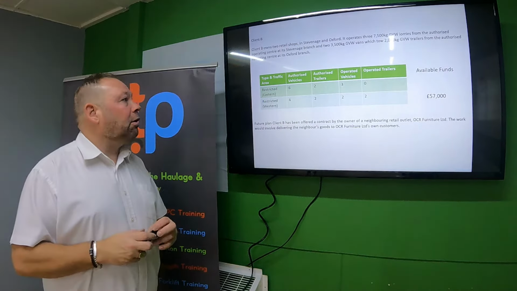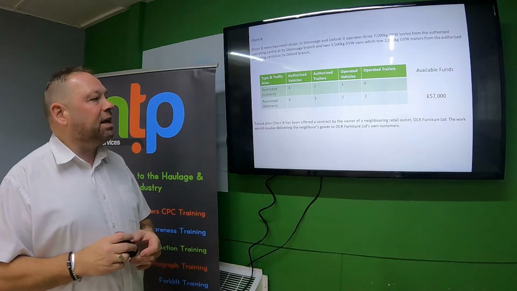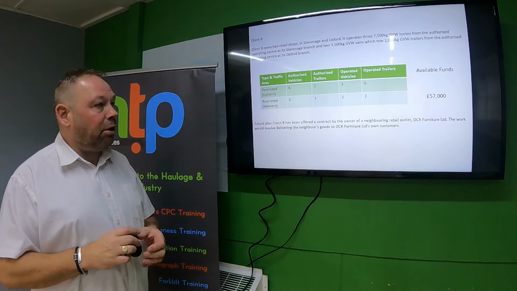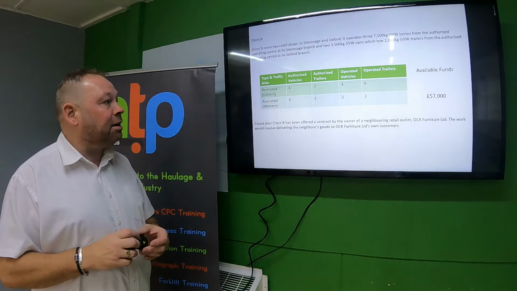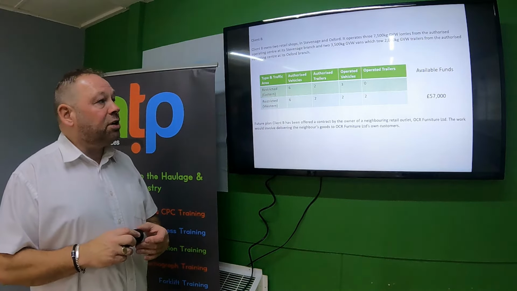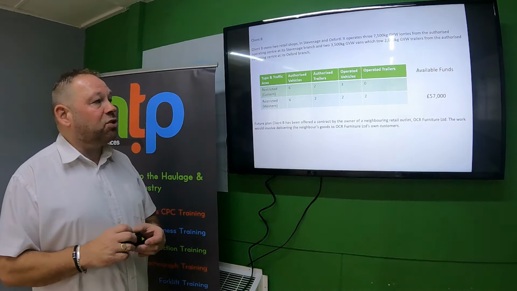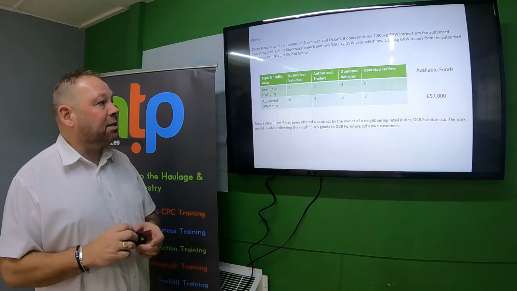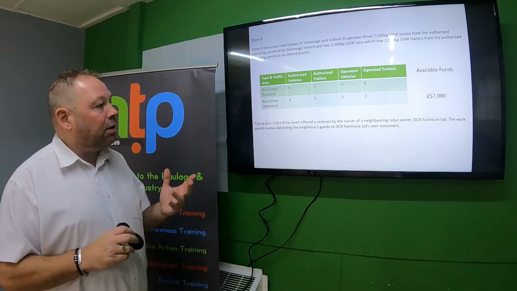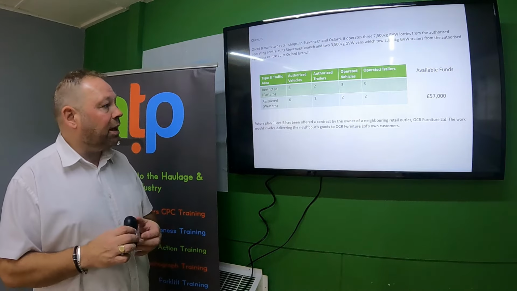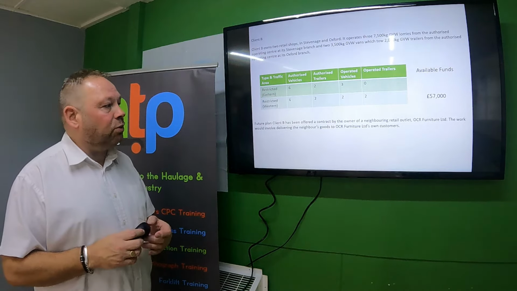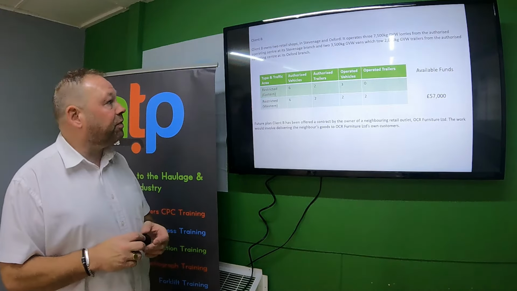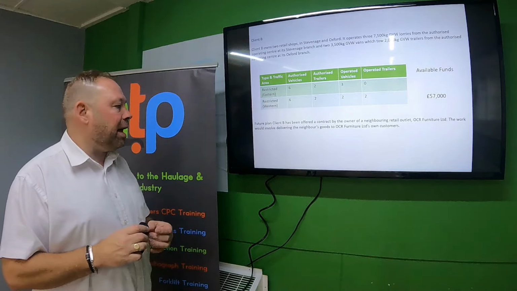Client B. Client B owns two retail shops in Stevenage and Oxford. It operates three 7,500 kilogram lorries from the authorised operating centre at its Stevenage branch and two 3,500 vans which tow 2,000 kilogram trailers from the authorised operating centre at its Oxford branch. The grid gives you the traffic areas, authorised vehicles, trailers and how many they're operating, and also the available funds for client B of £57,000.